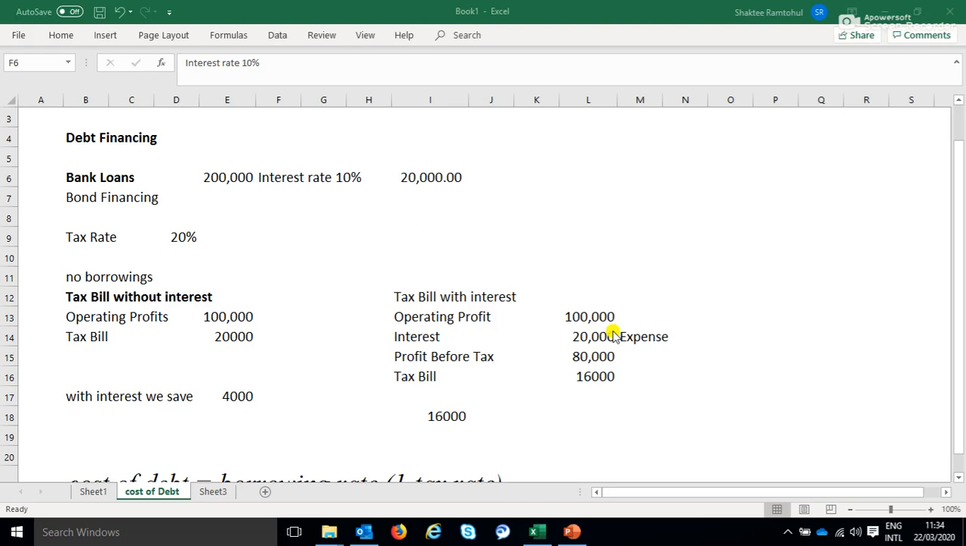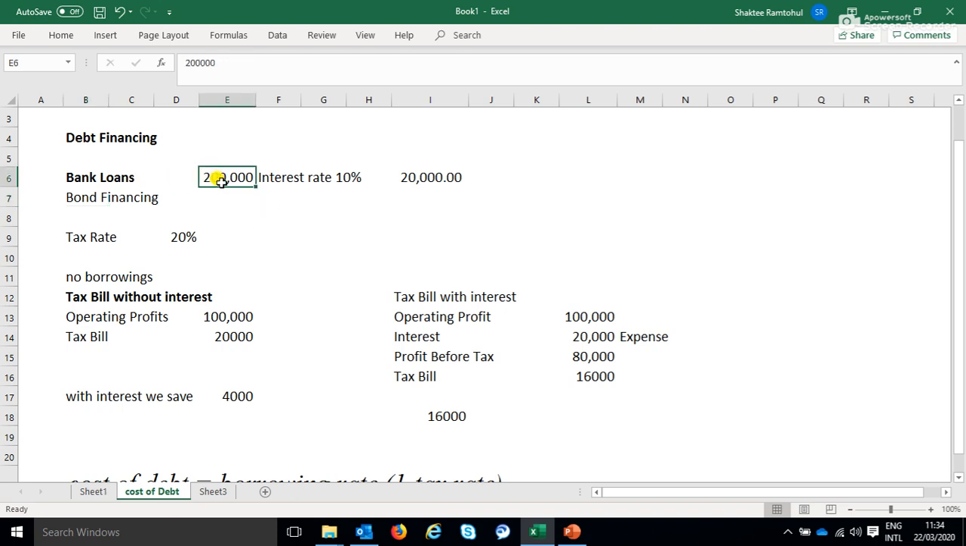Hello everyone. This is lecture 2 in the series on weighted average cost of capital, where we will be talking about debt financing. I've come up with a little example of a bank loan which we borrowed, and I put the figure as 200,000. I also put bond financing here because this is also a way of financing through debt. What is common with debt financing or bank loans? We will have to pay interest. In the bank loan option, we pay interest to the bank, and with the bonds, we pay interest to the bondholders.